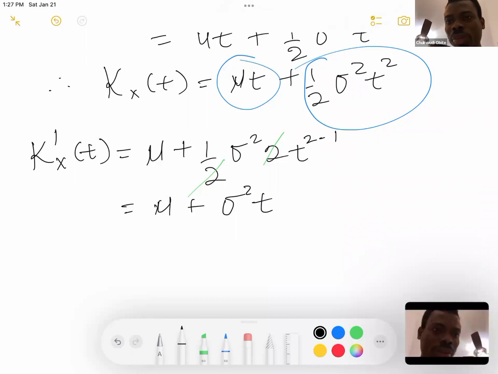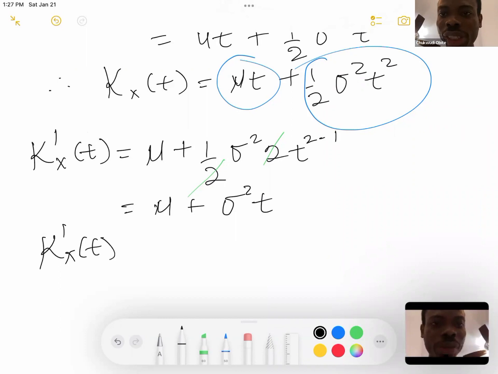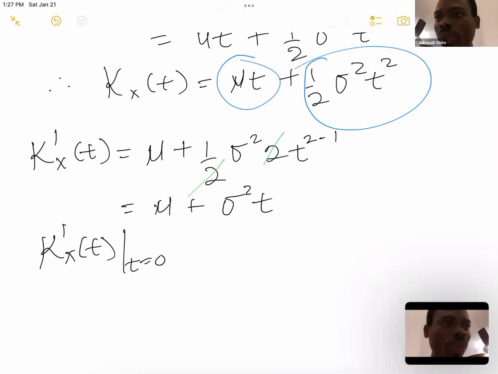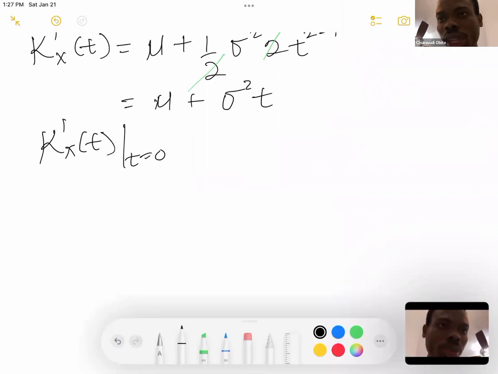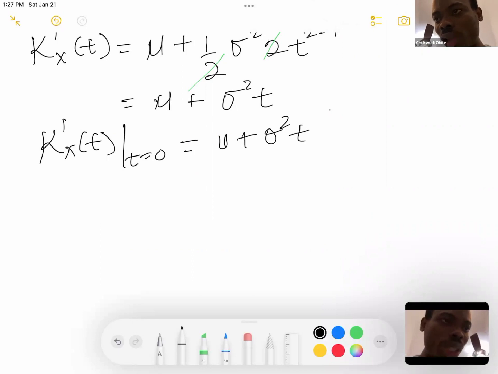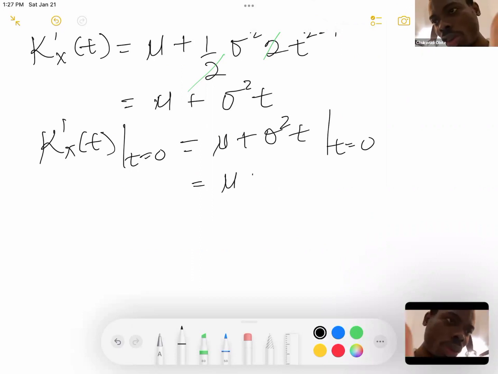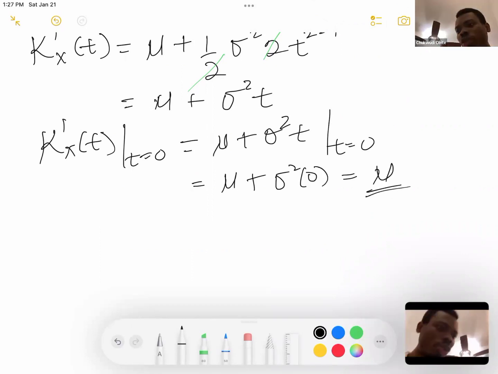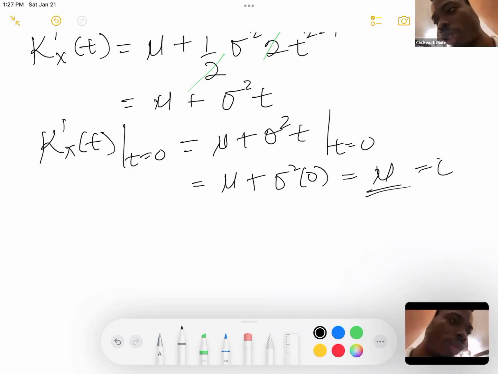times t. Now, if I equate my t to 0 after differentiating, I will get mu plus sigma square times 0, which is mu. So I've used the cumulant generating function to estimate the first cumulant. And the first cumulant is mu, which is the expected value of x on the distribution.